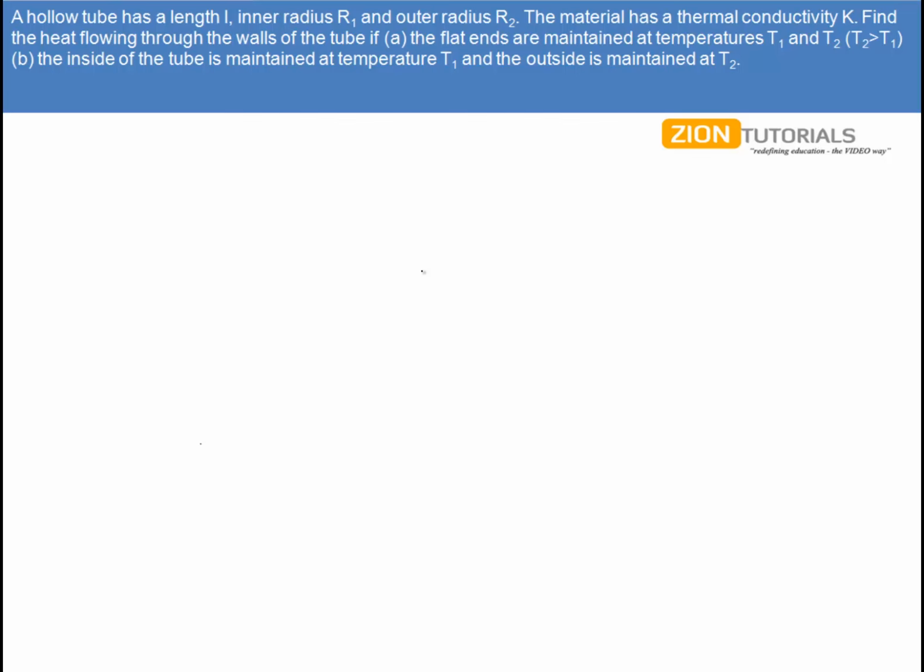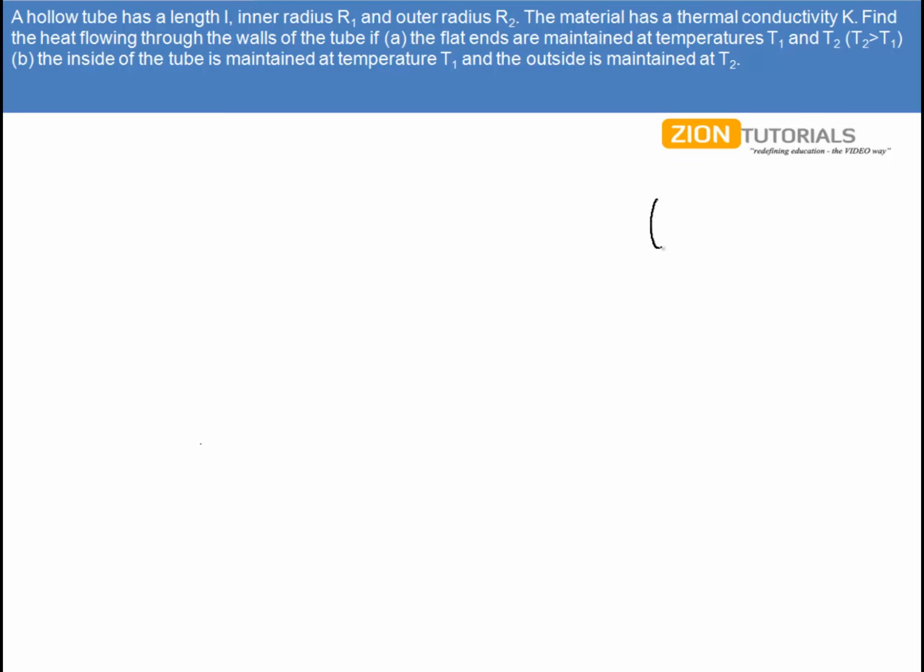A hollow tube has a length L, inner radius R1 and outer radius R2. The material has a thermal conductivity K. Find the heat flowing through the walls if the flat ends are maintained at temperature T1 and T2.